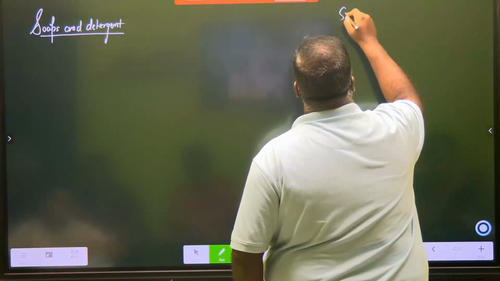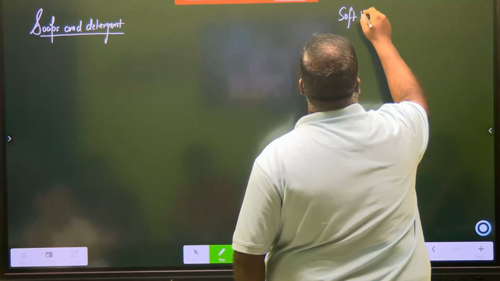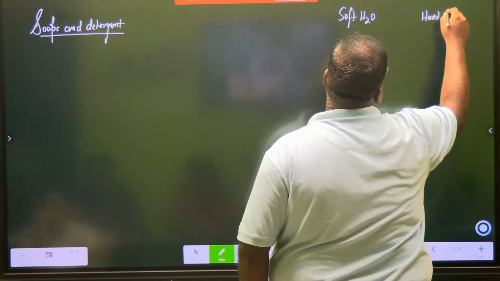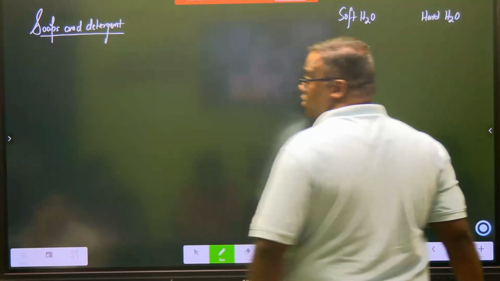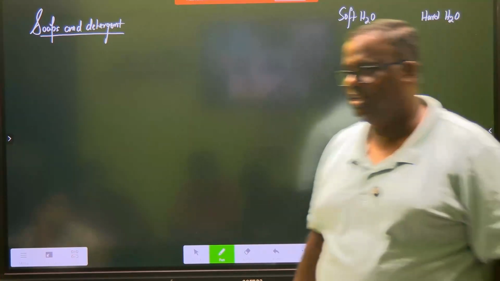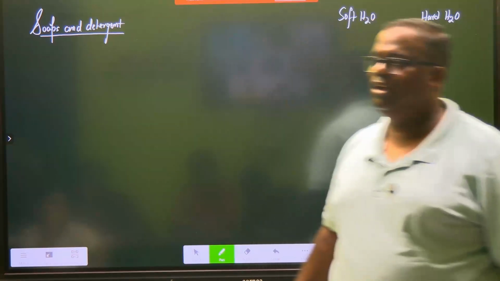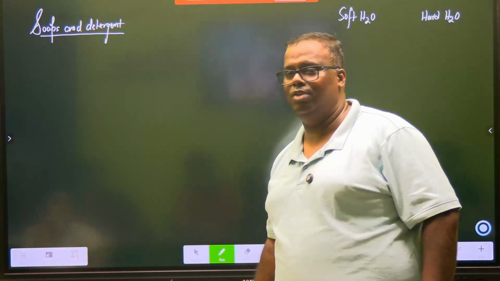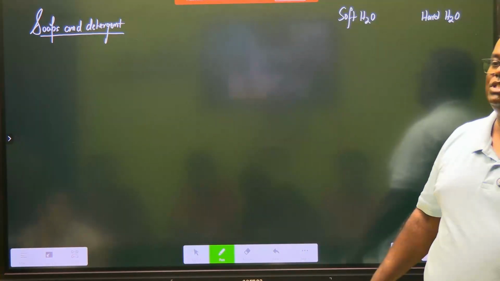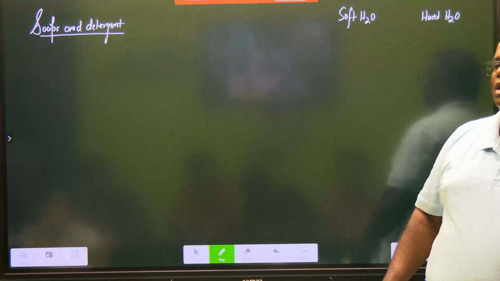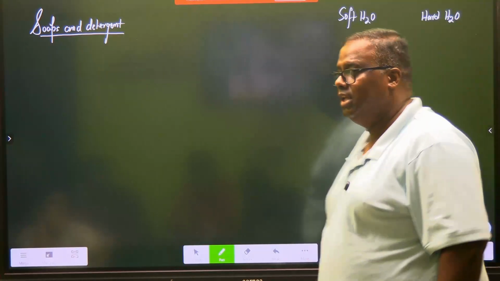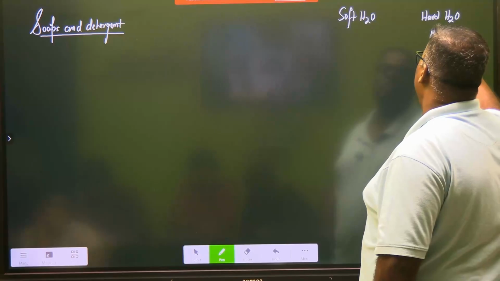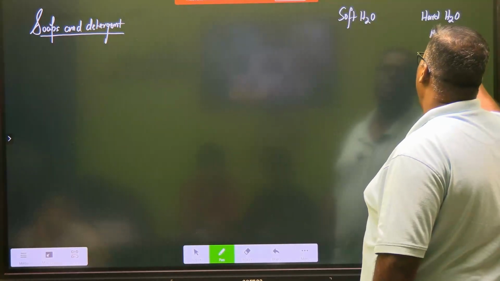Soft water and hard water. Soft water is now no more to be seen. All the water that is coming into our house is hard water. So in this tap water, if you dip your TDS meter, what is TDS? Total dissolved solids. You will see salts there, in the form of MgCO3 and CaCO3. These are all hard water.